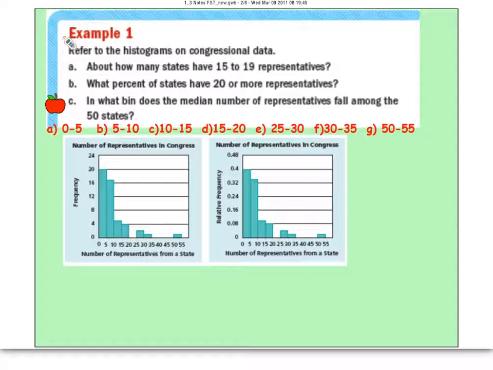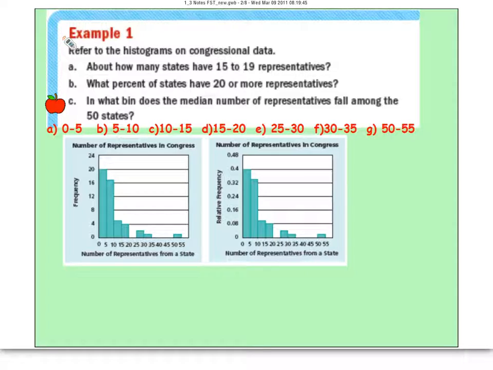Now as we continue to read the histograms, let's take a look at this data here. They went to each of the 50 states and asked the number of representatives you have in each state. If your state had between 0 and 5 representatives, in this case 0 to 4, it looks like there were 20 states that had that many. How many states had 5 reps up to 10 reps? It looks like about 17 states. From 10 reps up to 15 was about 5 states. So that's how you read it.